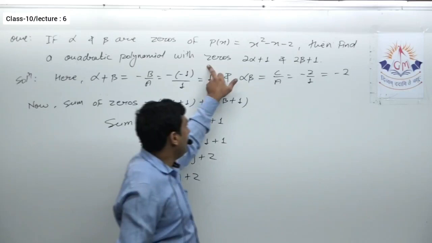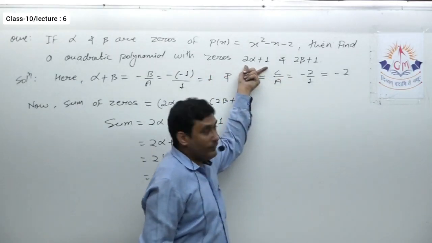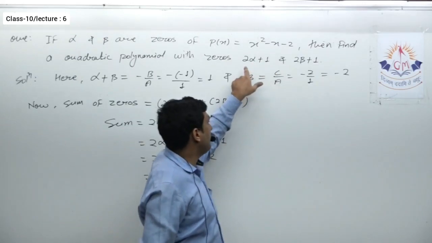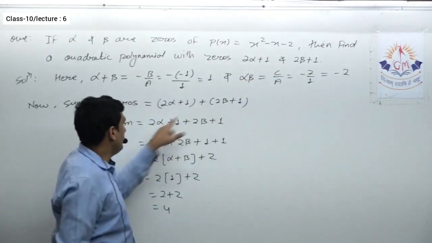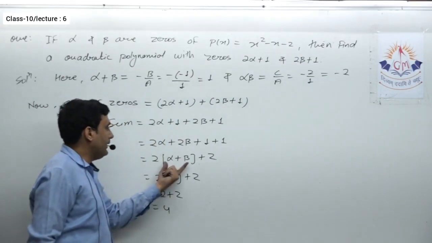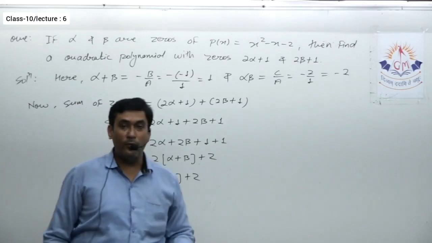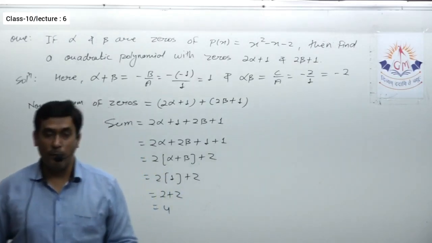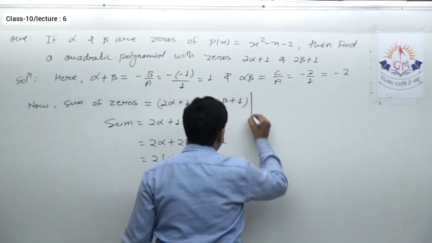We need to find a polynomial whose zeros are these. So first we try to get the sum of these two zeros. So addition of these two, and I wrote it in such a way that I get alpha plus beta. So ultimately I got the sum of the zeros of the required polynomial. Now we will find the product.